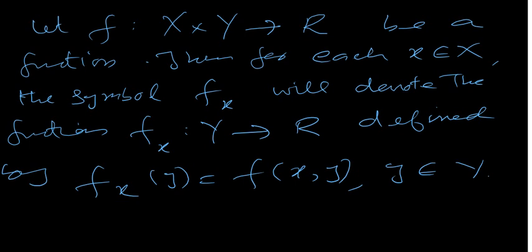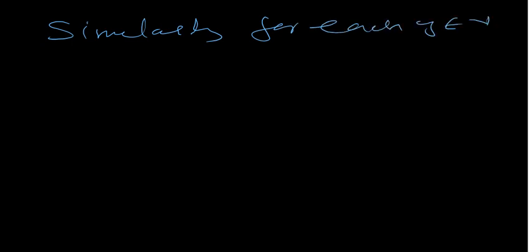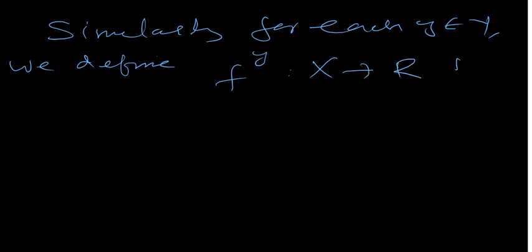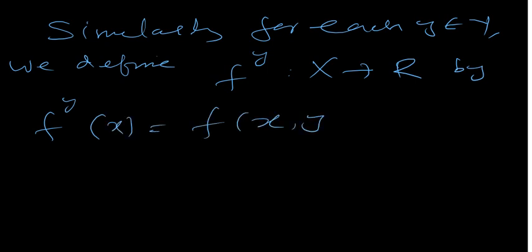And similarly, for each y belonging to y, we define fy from x to R by fy of x equal to f of x comma y, where x belongs to x.